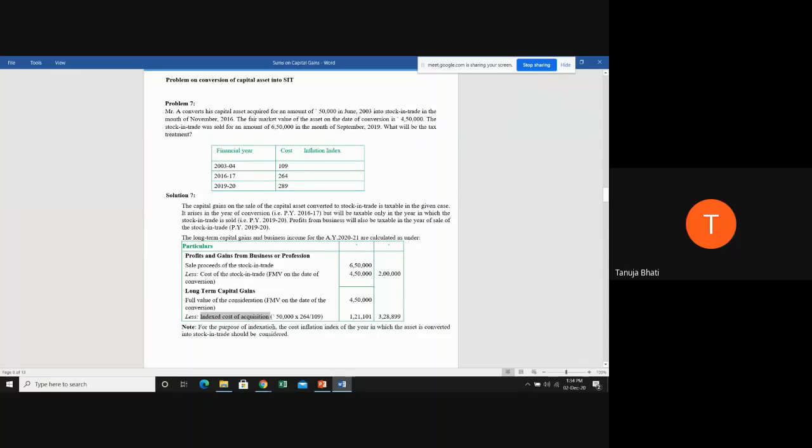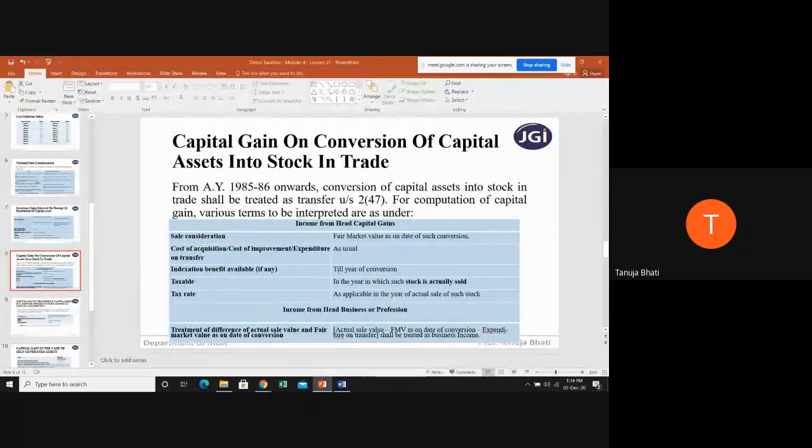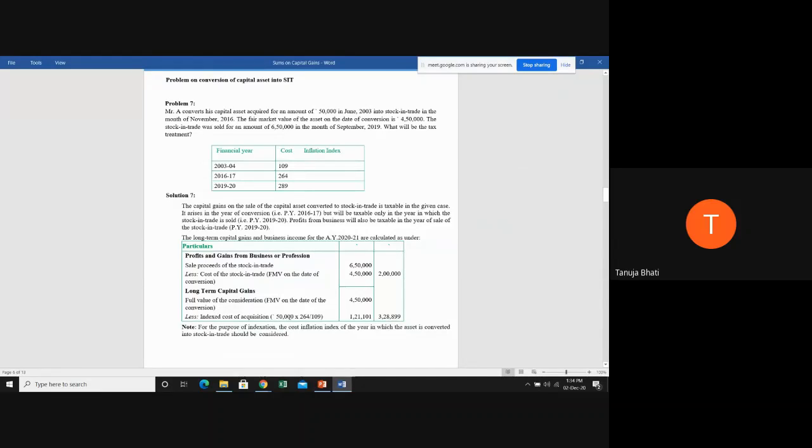Now what is indexed cost of acquisition? As usual, we have seen in the provision, indexed cost of acquisition is to be taken as usual. Indexation is available, students, only till the year of conversion. Only till the year of conversion will you get the indexation benefit. So 50,000 is the cost of acquisition into the index of the year of conversion. What is the index of the year of conversion? You're converting in November 2016. So the index of 2016-17 is how much? 264, divided by the index of the year of acquisition.